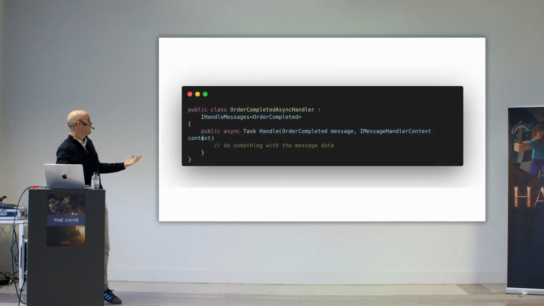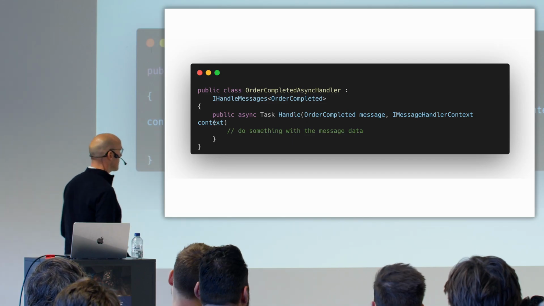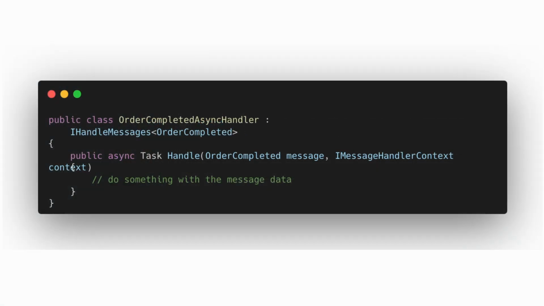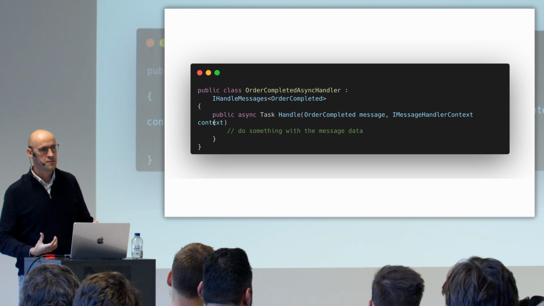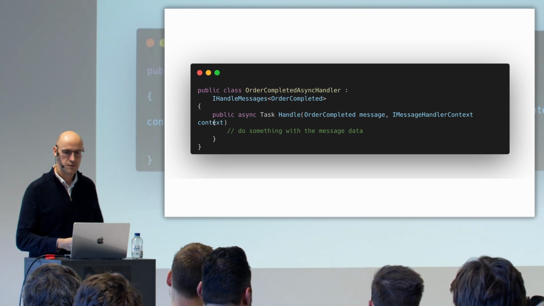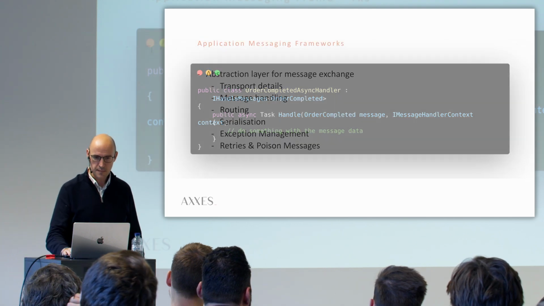And it works very easily. For example, in NServiceBus, if you would like to process an order completed event, you just have to implement the IHandleMessages interface with OrderCompleted. And over here, you can already start working on your business logic. So you don't have to know the details about SQS or RabbitMQ or whatsoever.